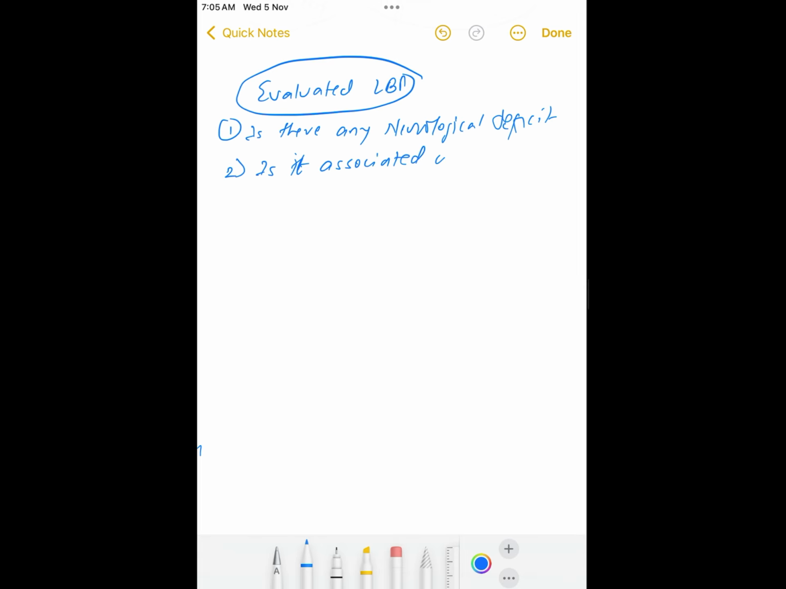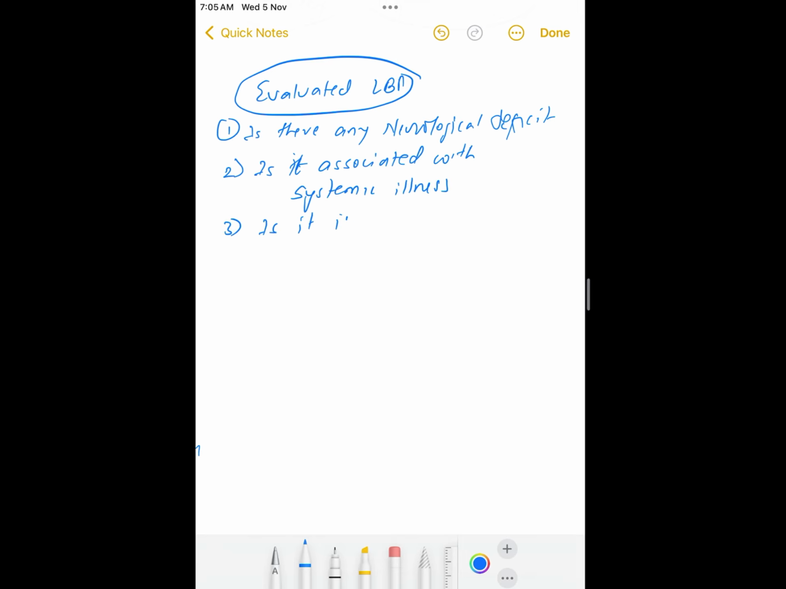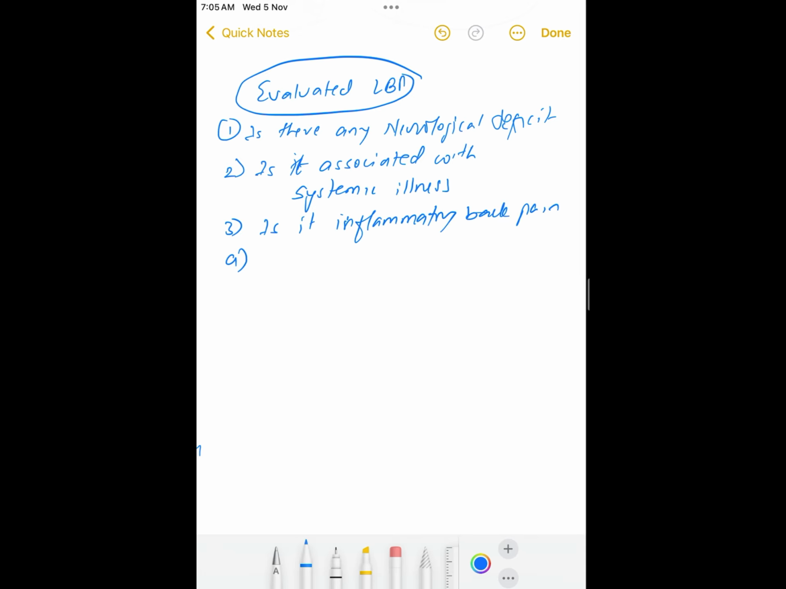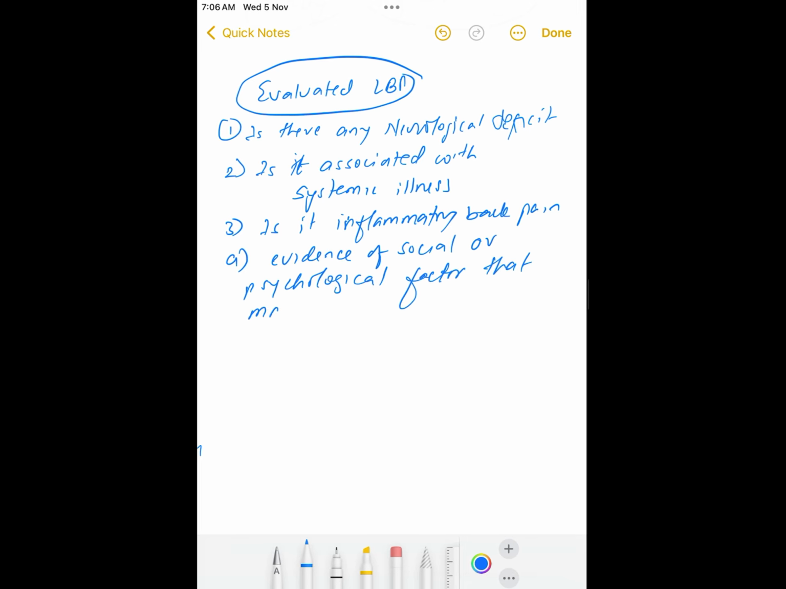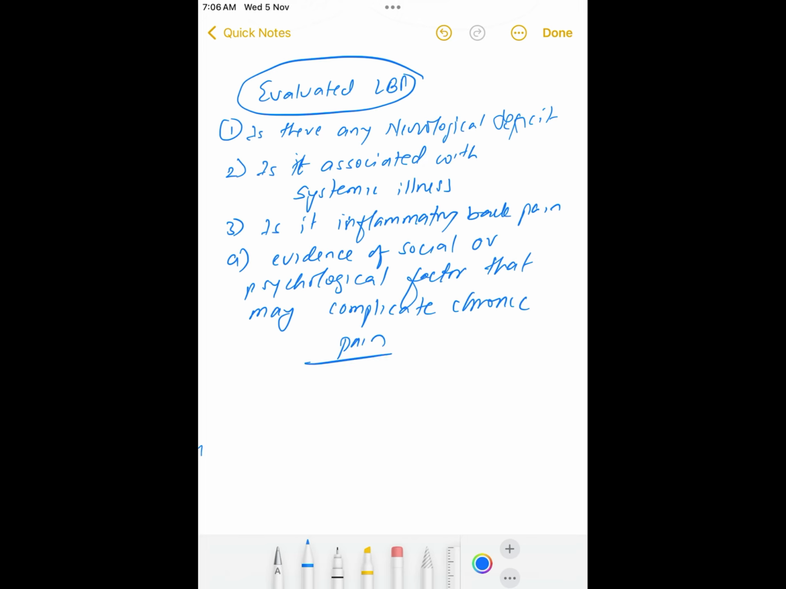Is it associated with systemic illness? Is it inflammatory back pain? Or is there any evidence of social or psychological factors that may complicate chronic pain? You have to know these four things before evaluating or before giving a conclusion of low back pain. First of all, we have to know if there is a neurological deficit or not.